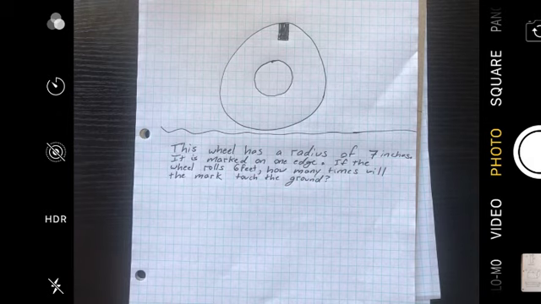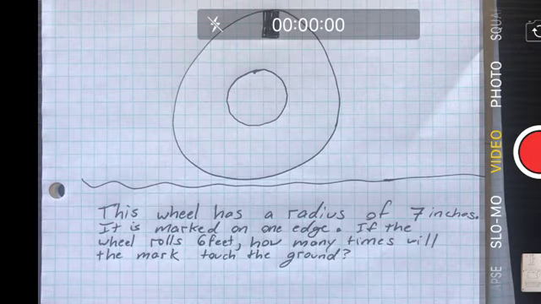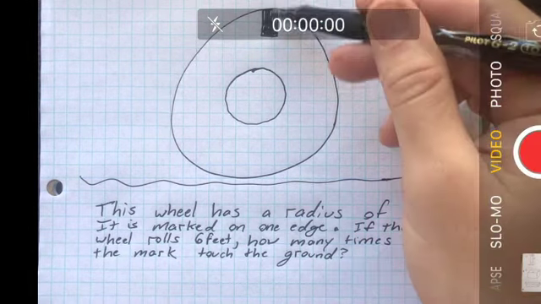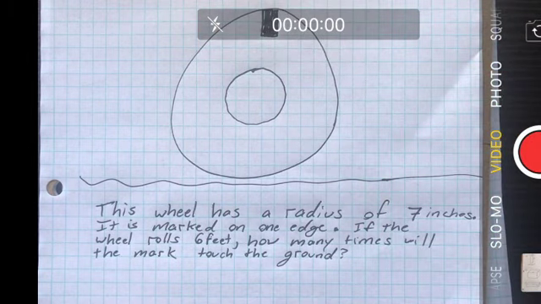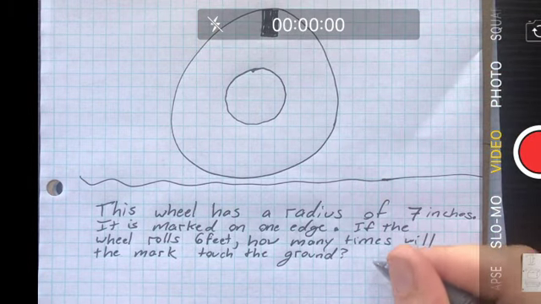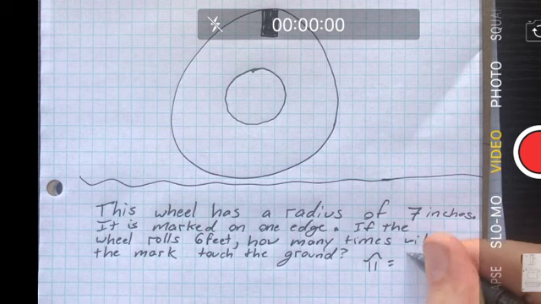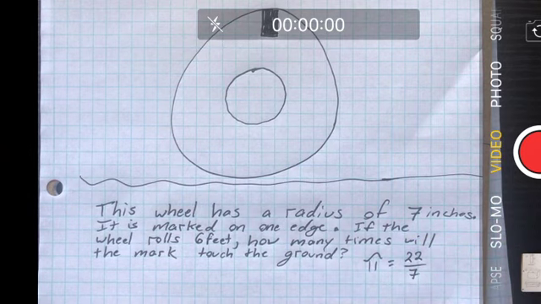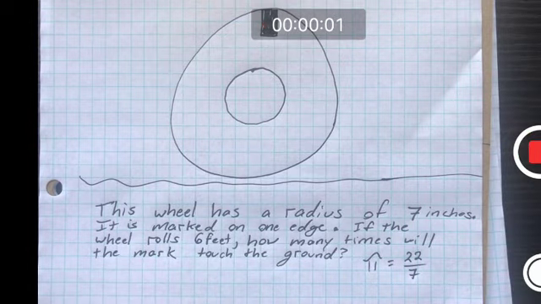Okay, so this is a wheel. It's got a radius of 7 inches. It's marked on one edge. You can see the marking. If the wheel rolls 6 feet, how many times will the mark touch the ground? And for this, I want you to use the value of 22/7 for pi. All right, guys, let's get it.